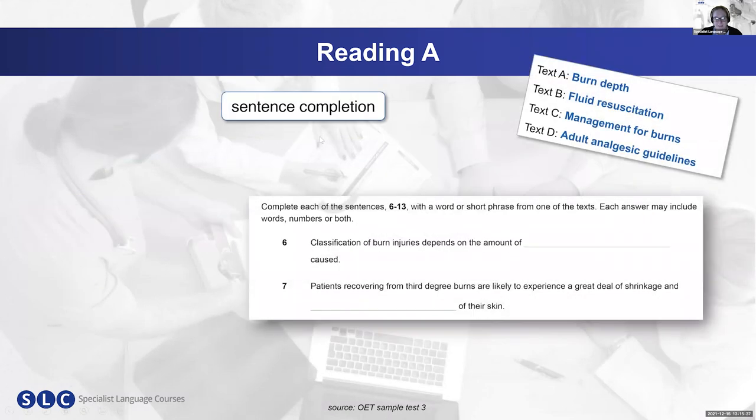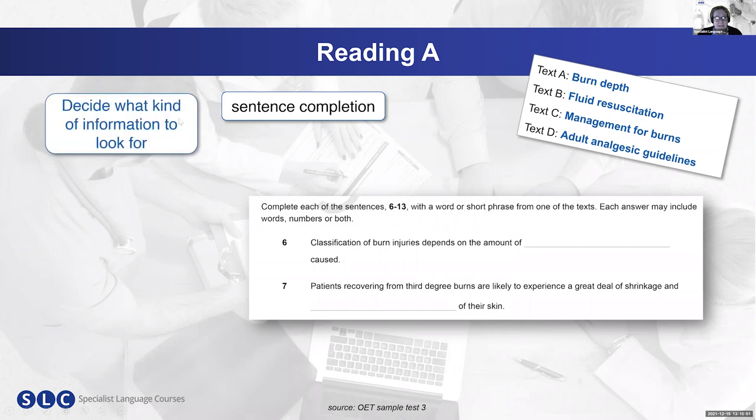Okay, let's look at the sentence completion. So you need to complete the sentence with a word or a short phrase from one of the texts. Now, it's very important that you copy the words directly from the text. Don't change it. So you need to decide what kind of information to look for first.